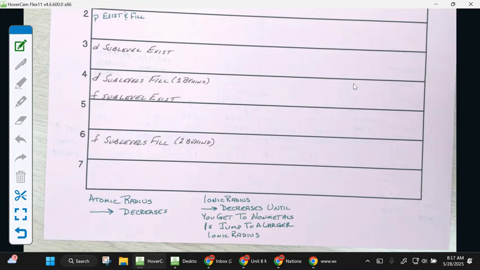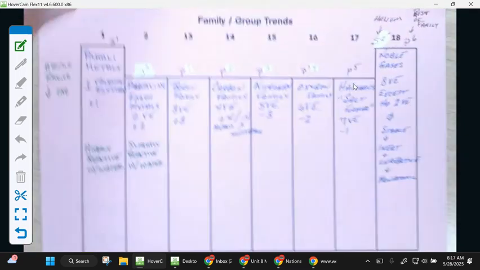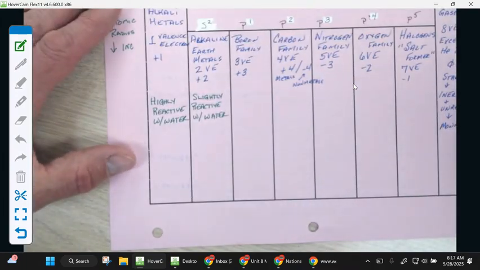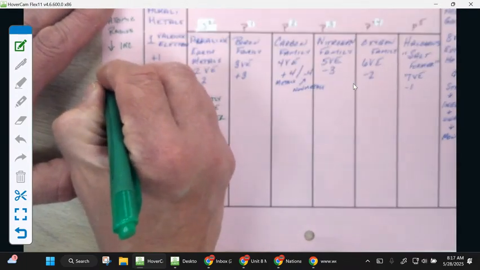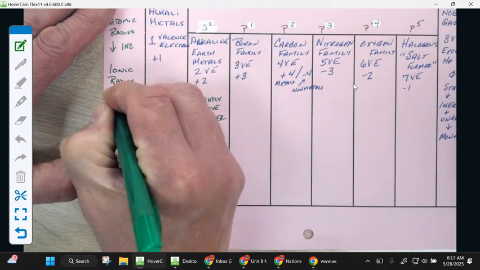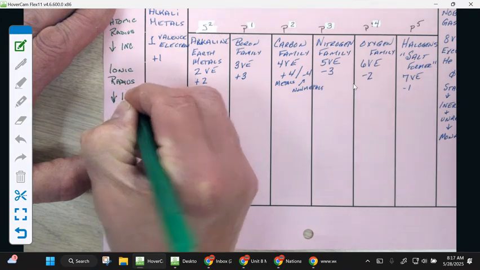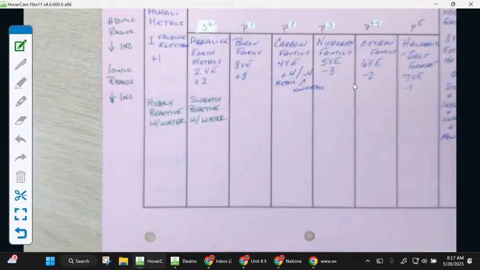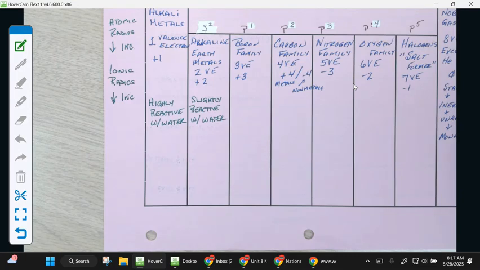Question. What do you think happens to the ionic radius as you go down a family? It increases. No exceptions, nothing like that. Ionic radius increases as you go down. And I hope you understand what it means when I draw this arrow here. I'm talking about going down the group, down the family. Okay? Questions?